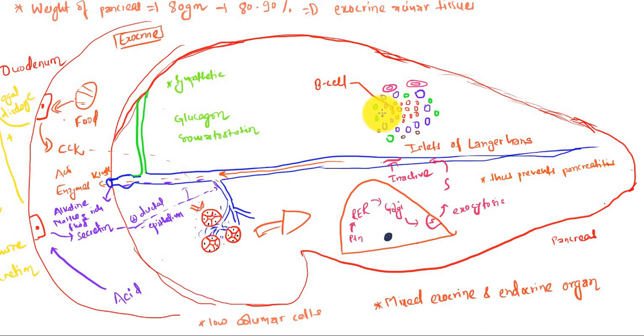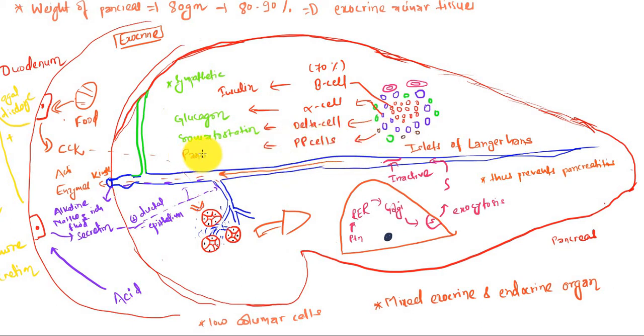The beta cell is present in the middle of the islet of Langerhans, and it makes up about 70% of them, and it secretes insulin. The alpha cells secrete glucagon. These are very few. The delta cells secrete somatostatin, and very few of them are PP cells, which secrete pancreatic polypeptide.